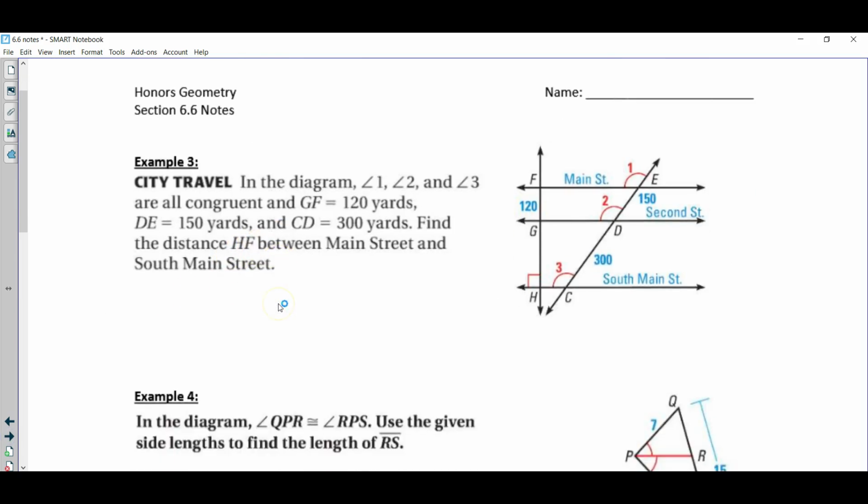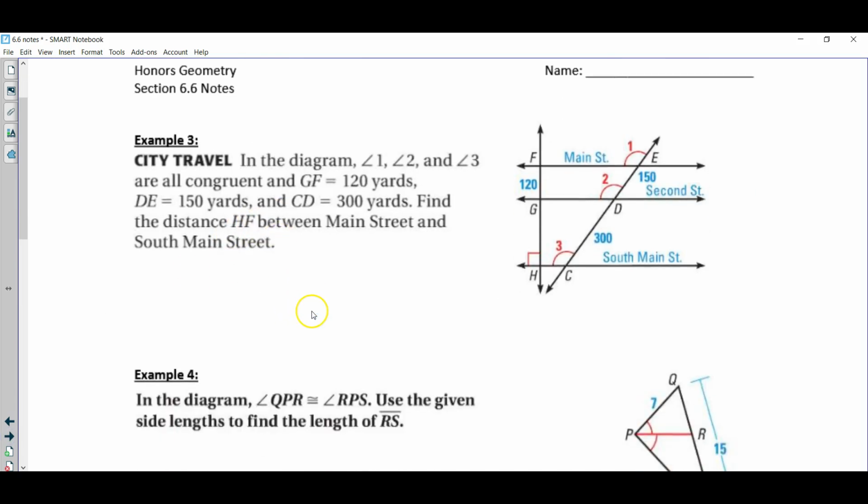And that time is now. So let's look at example 3. So in example 3, it's giving us here angles 1, 2, and 3, which are all congruent. What that's going to tell me is, since I know they're all congruent, this and this and this are all corresponding angles. That means Main Street, 2nd Street, and South Main Street are all parallel to each other.